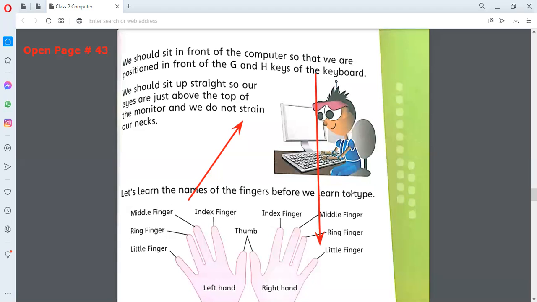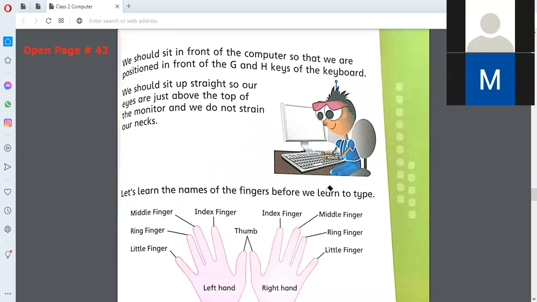But right now, is there anyone who can tell me the spelling of right hand? Yes, what is the spelling of right hand? R-I-G-H-T H-A-N-D. Good. That's good. Okay. So Saud told us the spelling. Okay, Ayman, what is the spelling of right hand?